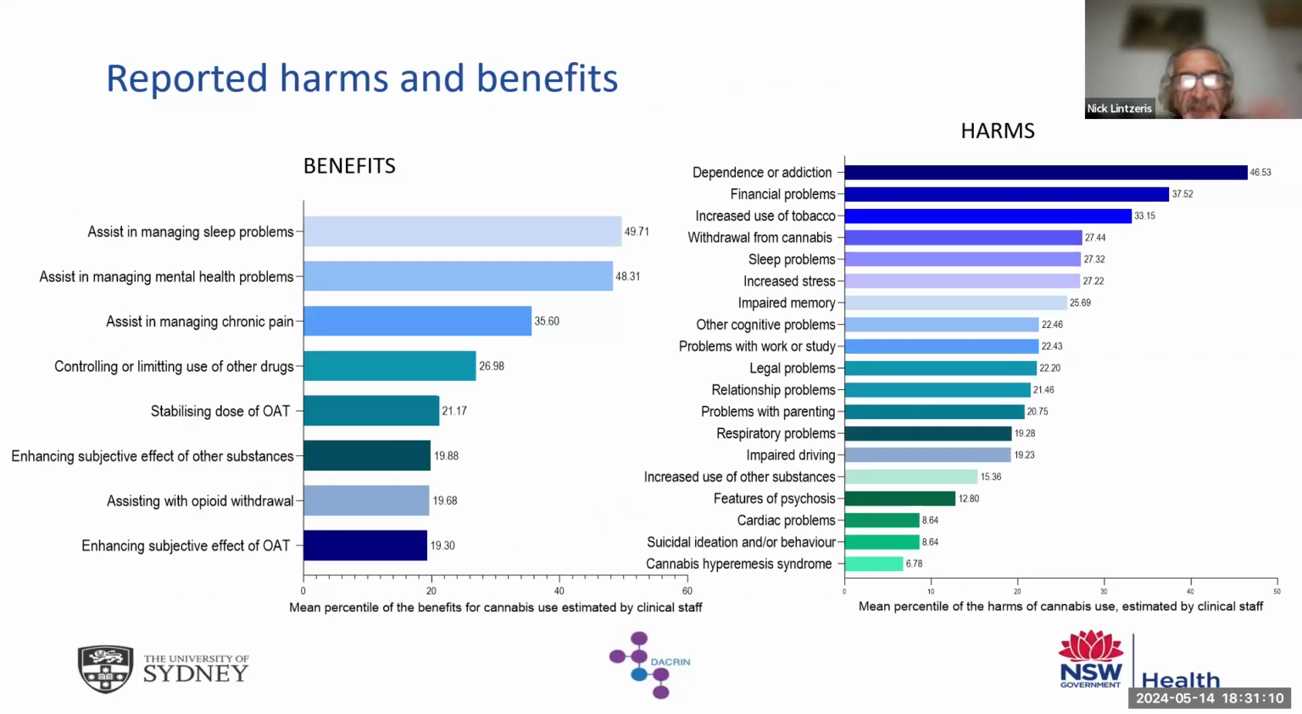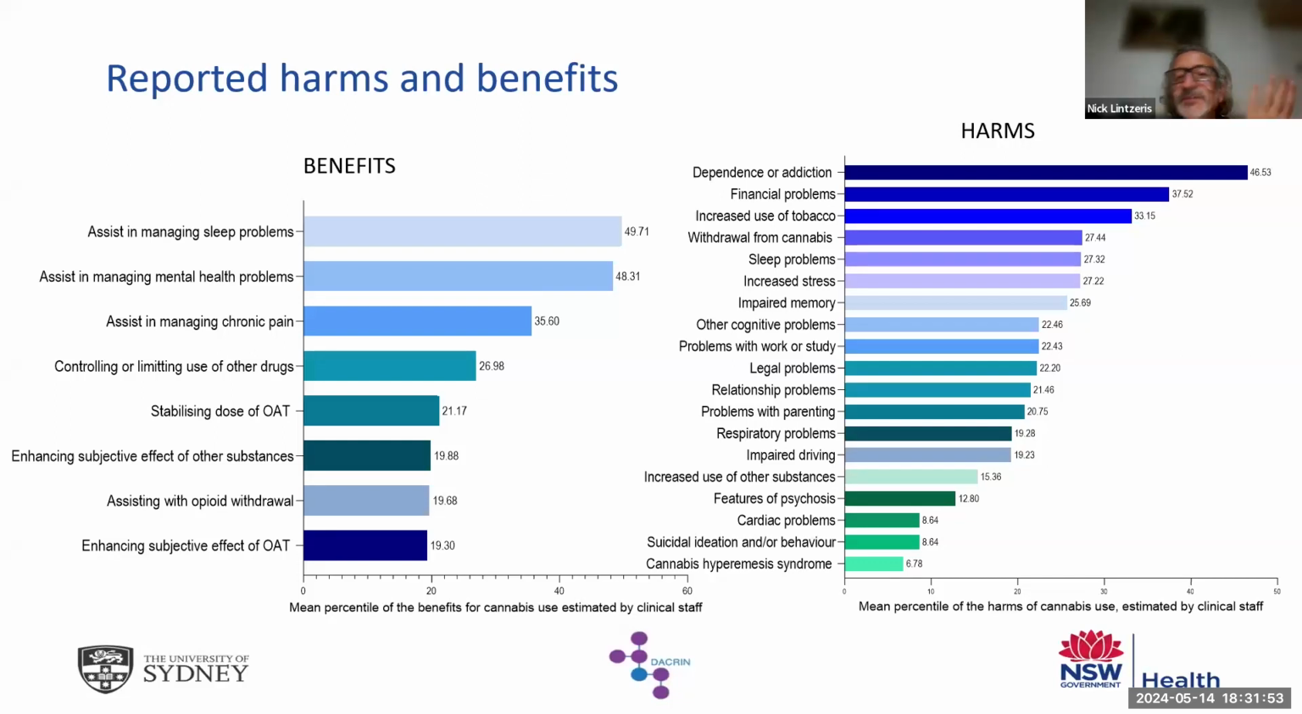And this, going back to what opiate treatment providers think. Again, asking the clinicians, tell us what you think the harms and the benefits of cannabis use in your methadone buprenorphine patients. On the right, you can see the harms. Interestingly, the staff identified that the most common harms were addiction, money issues, increased use of tobacco, withdrawal. So issues that relate to the use of cannabis rather than other harms. You can see the other harms, some sleep problems, memory, cognition, problems with work, legal, relationship, and so forth.